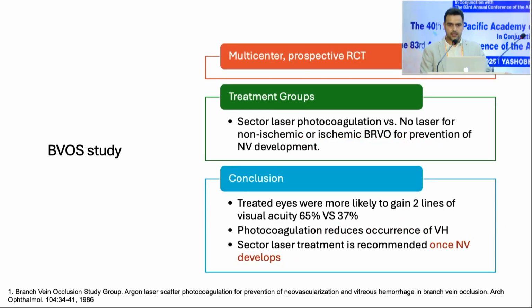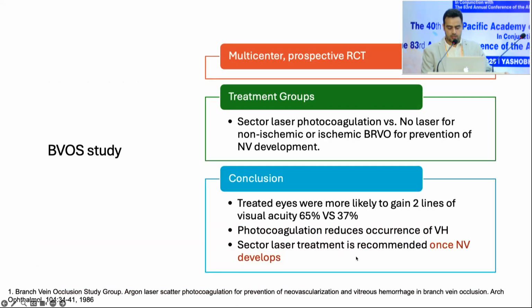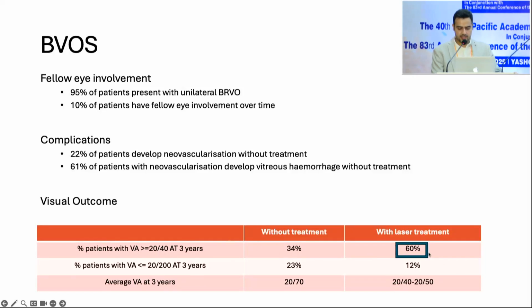So it was a multi-center prospective randomized controlled trial, and they found that the treated eyes were more likely to gain visual acuity, which is around 65% in comparison to 37%. And also they recommended that once neovascularization develops, at that point the scatter laser should be done. So again, the visual outcome, as we can see, with laser treatment was better, with 20/40 or better in 60% of the patients, while without treatment it was less, around 34%.